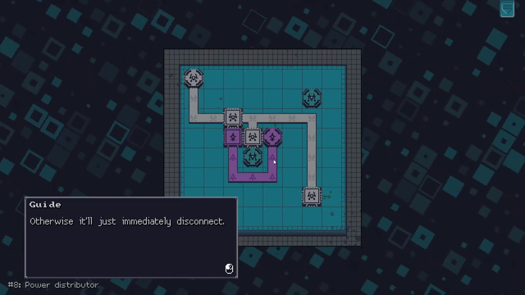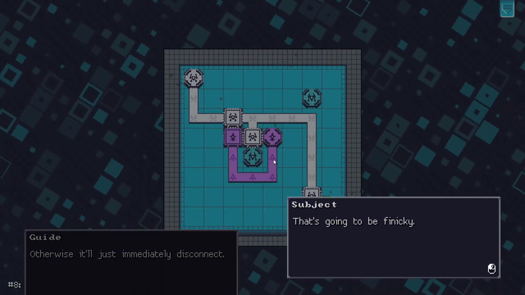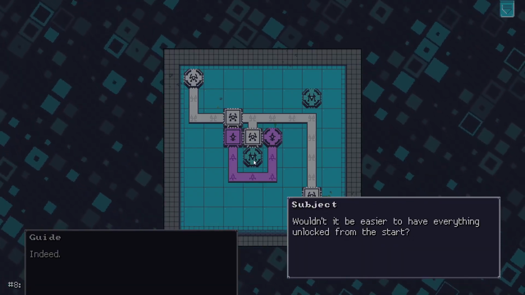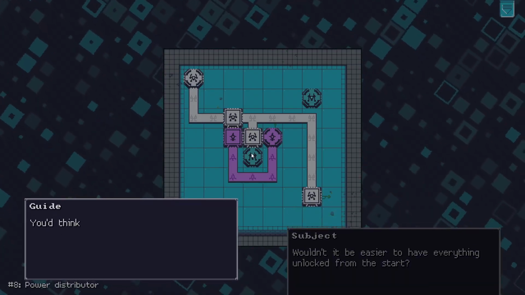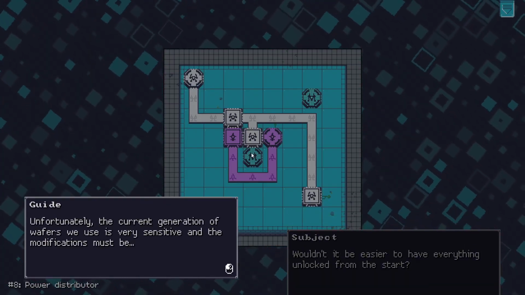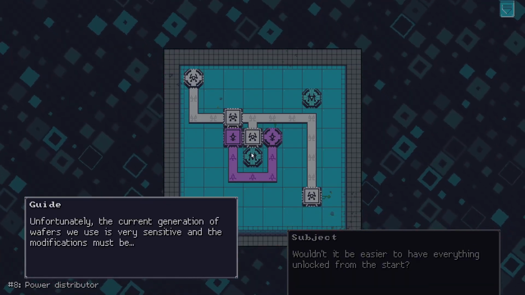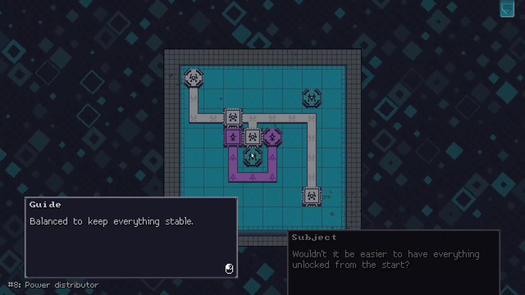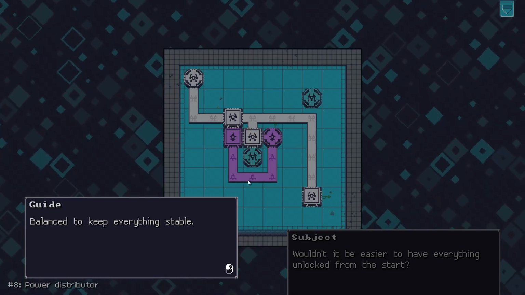Otherwise, it'll just immediately disconnect. What? That's going to be finicky. Indeed? Wouldn't it be easier to have everything unlocked from the start? You'd think so. Unfortunately, the current generation of wafers we use is very sensitive, and the modifications must be balanced to keep everything stable.